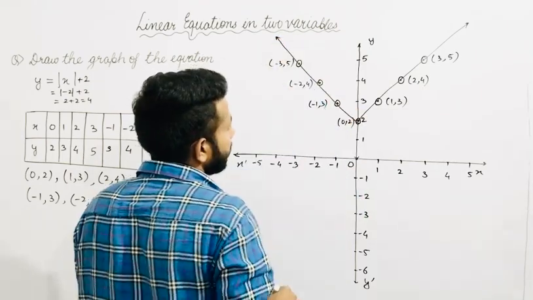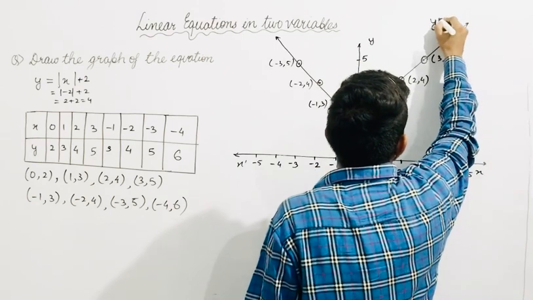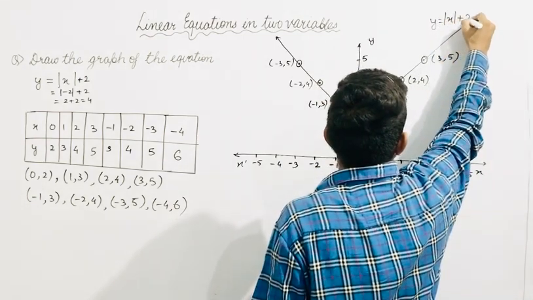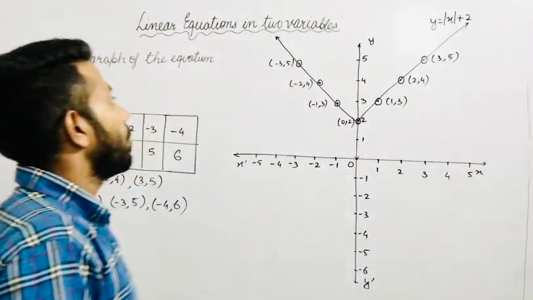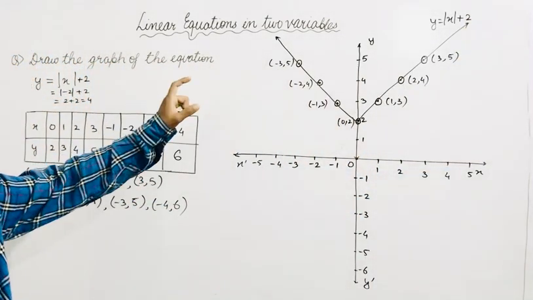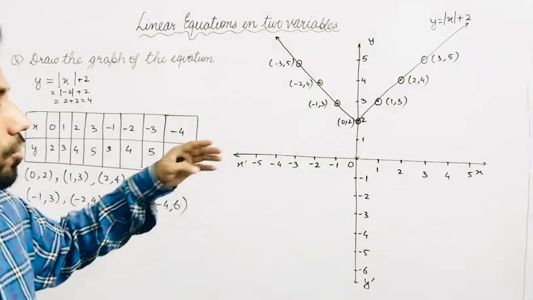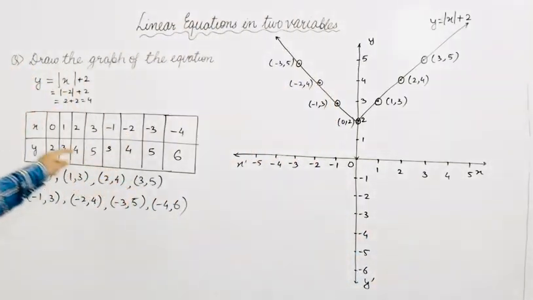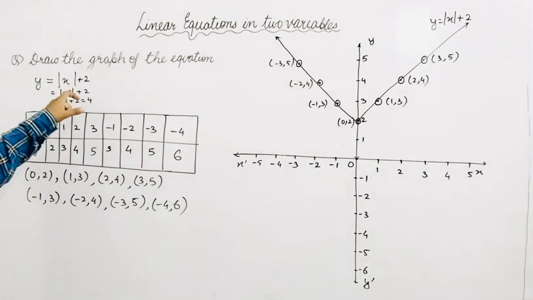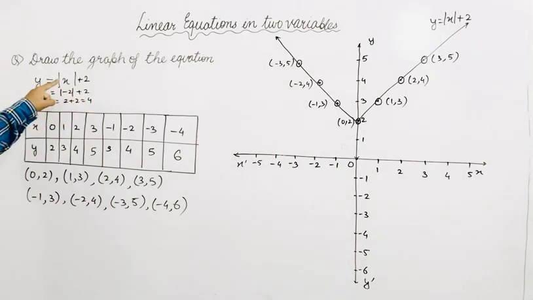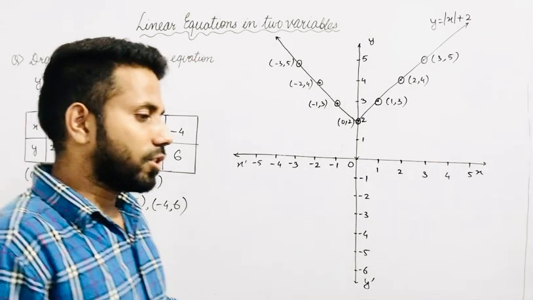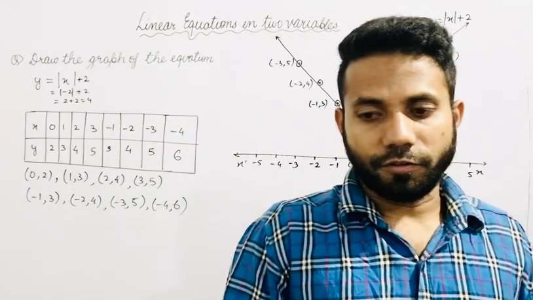So this is joined. Now this is the graph of y equals mod x plus 2. So this is how we do it. See, again the shape of the graph is V. So the shape of the graph of modulus is V. Be very careful while operating the modulus function, because whenever you put any value inside the modulus, when it comes out, it becomes positive.